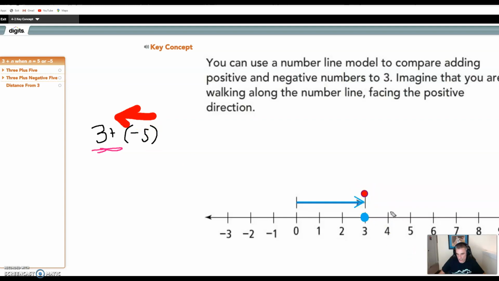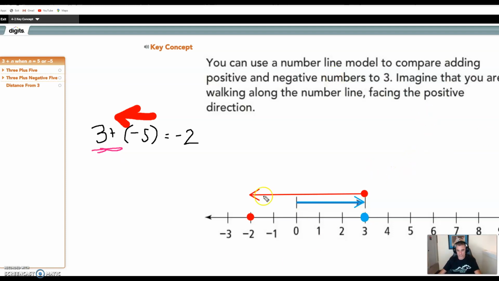So we're going to start here, and we're going to go 5 units in the negative direction. 1, 2, 3, 4, 5, and we end up at negative 2. So 3 plus negative 5 is equal to negative 2. So you can see how we got very different answers. So 3 plus negative 5 and 3 plus 5 are not at all the same thing.